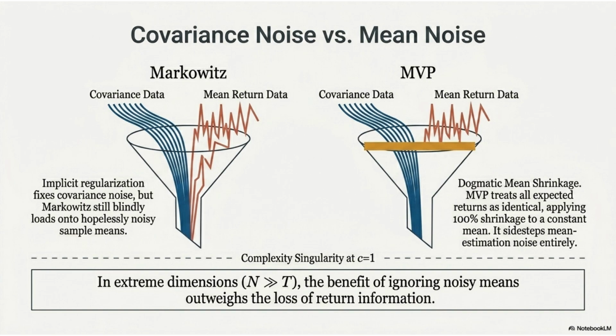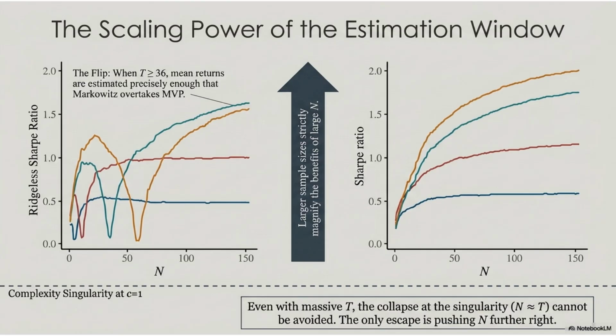That's exactly right. But this raises an important question. Is dogmatic shrinkage always the superior strategy? I'm guessing no. You'd be right. The MVP's dominance relies on the assumption that the mean estimates are hopelessly noisy. The researchers demonstrated that if you stretch the training window, pushing T from 12 months up to 36 months or more, while still maintaining high complexity, the Markowitz portfolio eventually overtakes the MVP.